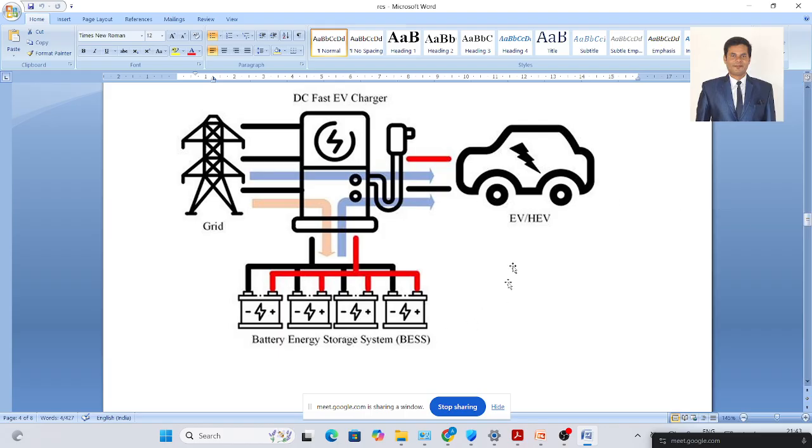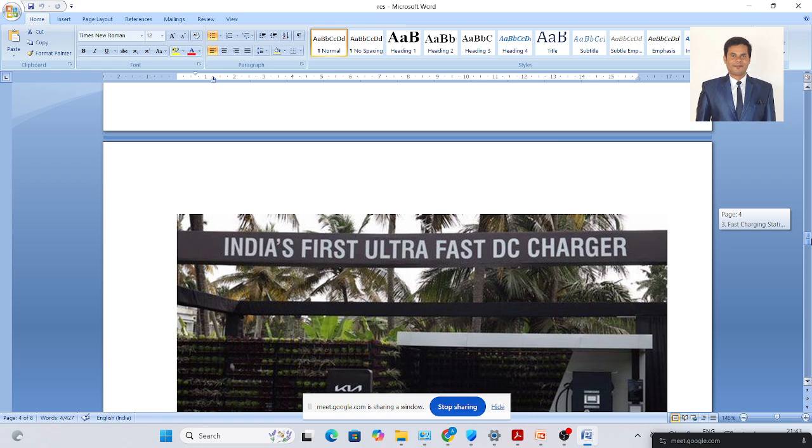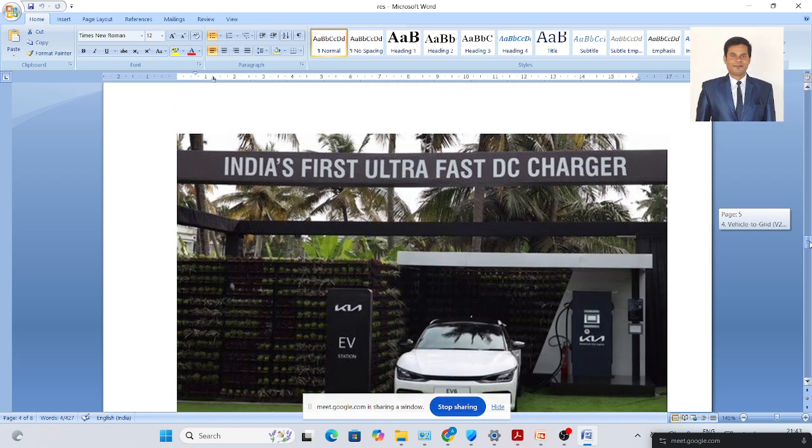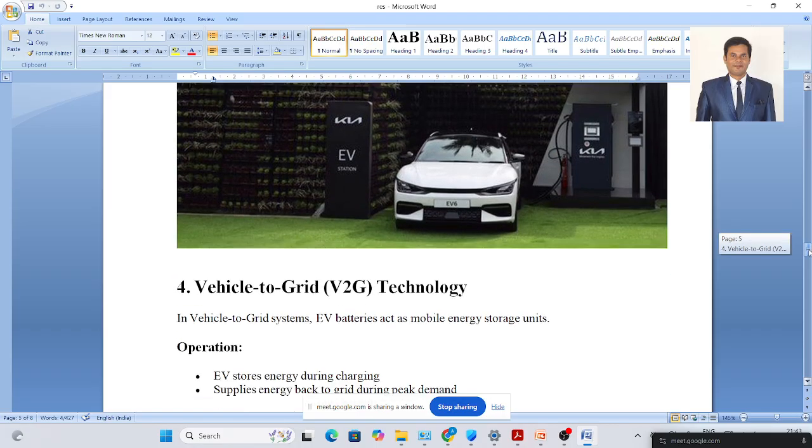Here you can see there is a lot of batteries. This is the BSS, the battery energy storage, right? From the grid we store all the energy, and then it is given through DC chargers to heavy electric vehicles. This is one of the images where India has ultra-fast DC chargers.